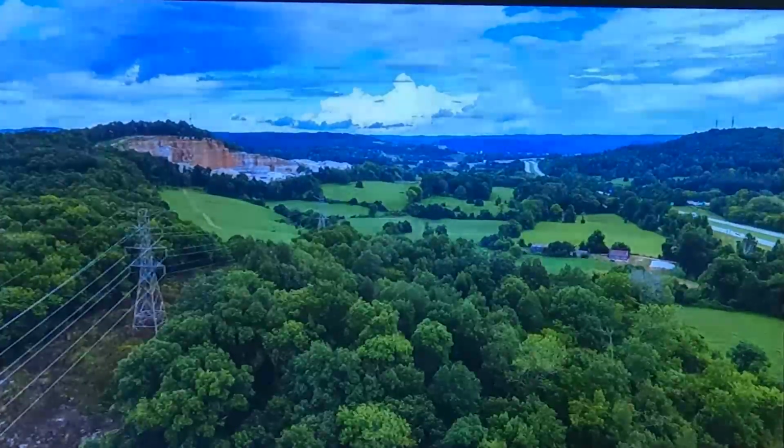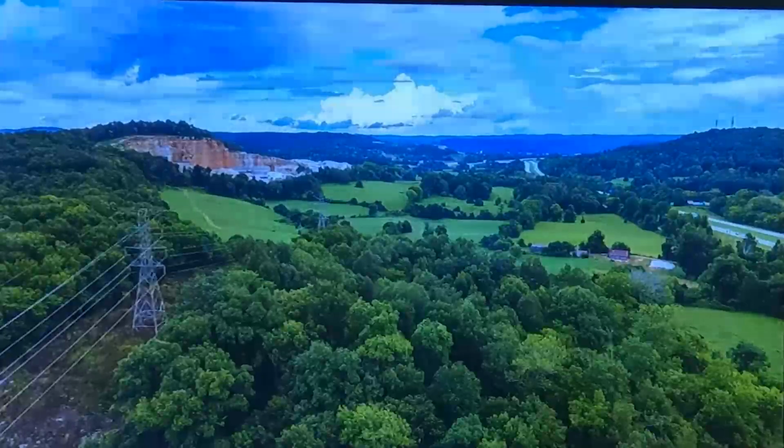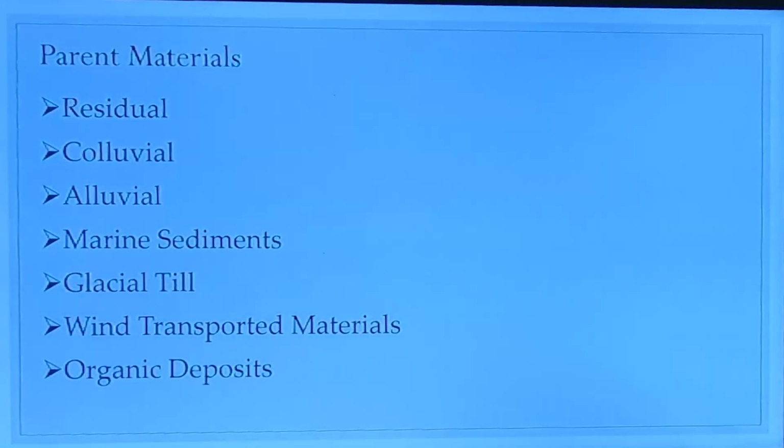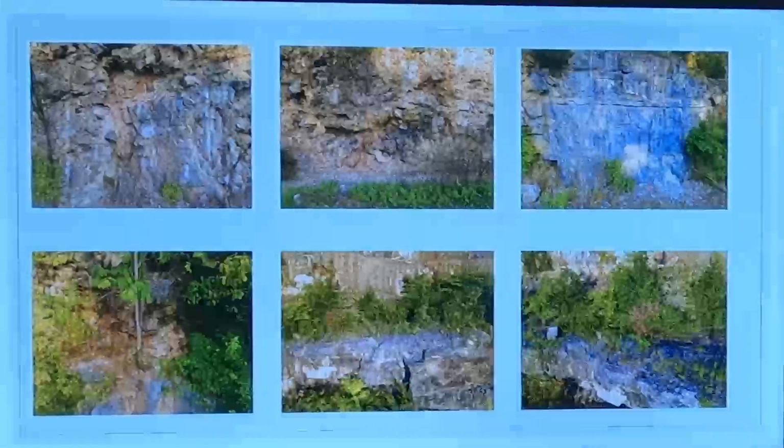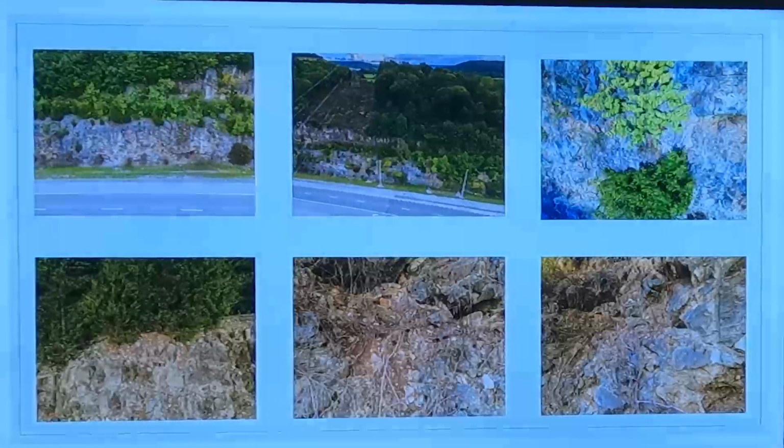We have different types of parent materials. So starting with the base, we have residual and colluvial. And so residual is going to be formed right there. This soil that is forming is the residual. That wasn't carried from anywhere else. That rock broke, disintegrated, weathered, and that soil formed in place.